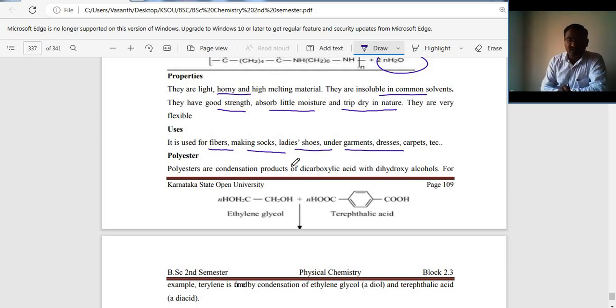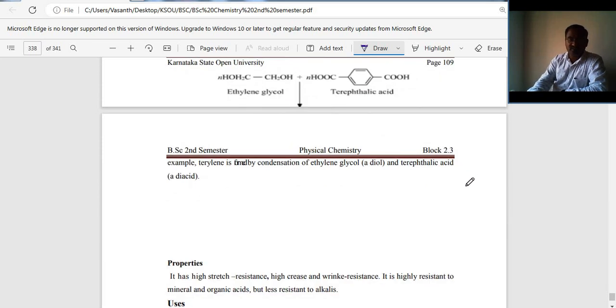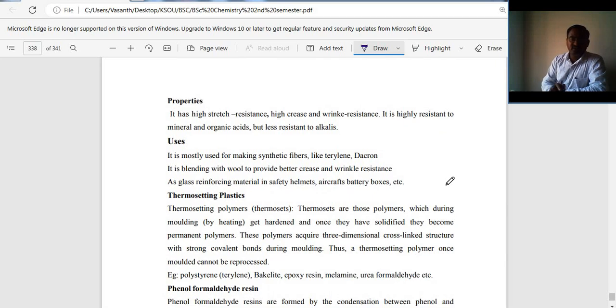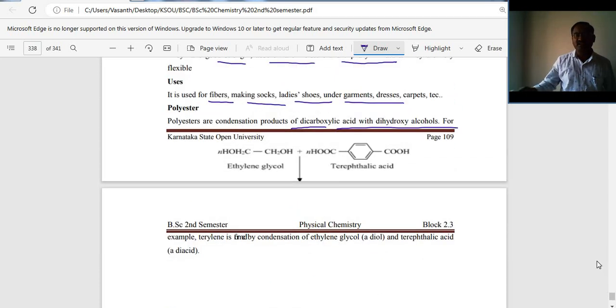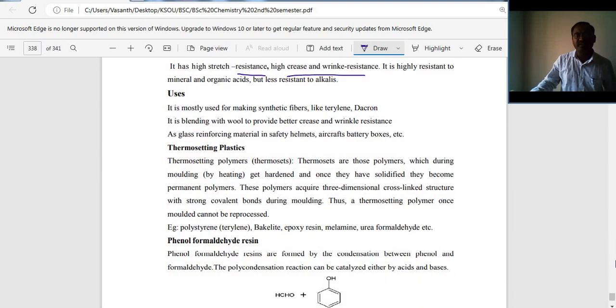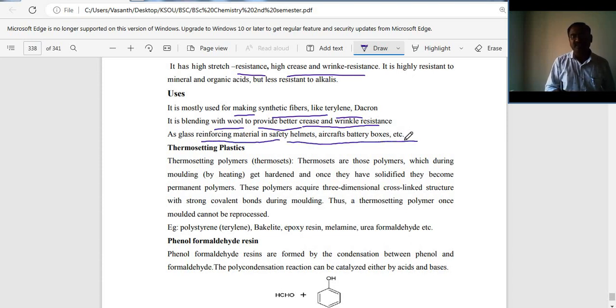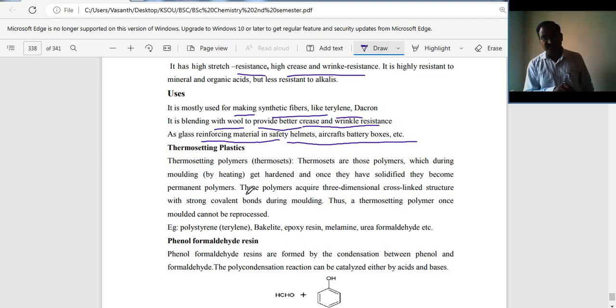Polyesters. Esters are condensation products of dicarboxylic acid with dihydroxy alcohol. It also has high stretch resistance and high crease and wrinkle resistance. It is highly resistant to minerals and organic acids. It is widely used for making synthetic fibers like Terylene. It is blended with wool to provide better crease and wrinkle resistance. It is also used as glass reinforcing material in safety helmets, aircraft, battery boxes, etc.